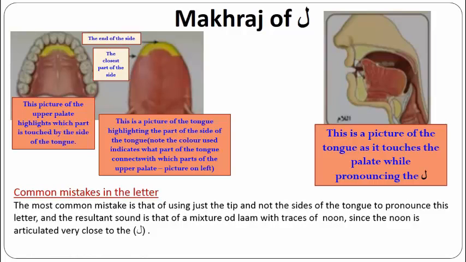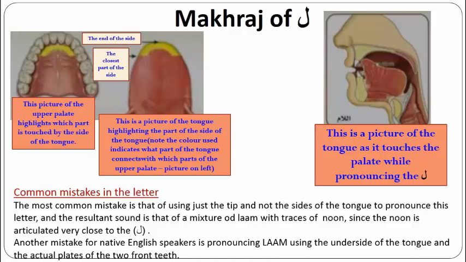The most common mistake is that of using just the tip and not the sides of the tongue to pronounce this letter. And the resultant sound is a mixture of lam with traces of noon, since the noon is articulated very close to the lam. Another mistake for native English speakers is pronouncing lam using the underside of the tongue and the actual plates of the 2 front teeth, inshallah. And as we said, they also make the mistake of pronouncing it like an L in English, right? The L in English uses the tip of the tongue.